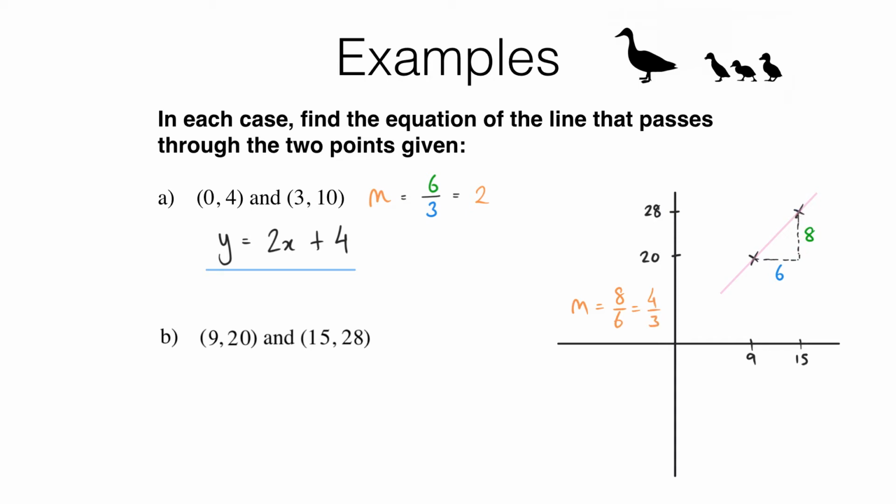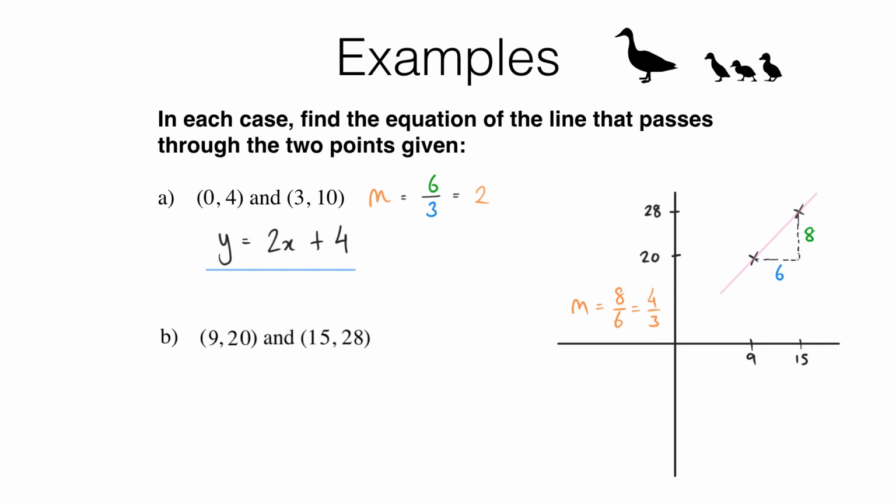Now, in the long run, you shouldn't even have to draw a sketch like this. What you should see that we're doing is simply 28 minus 20, that gives us the 8, divided by 15 minus 9, that's what gives us the 6. And we get our gradient. And in this case, it was a fraction that we could simplify from 8/6 to 4/3.